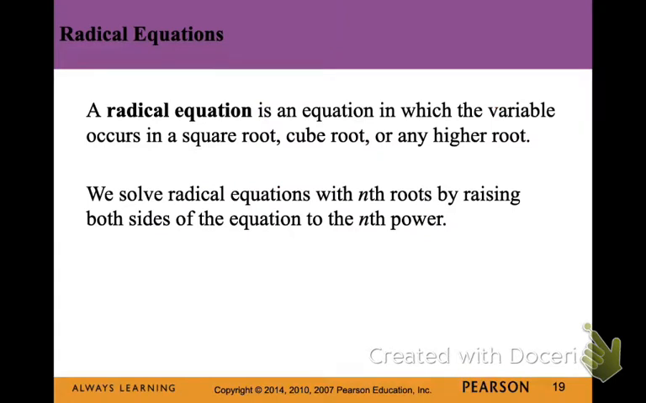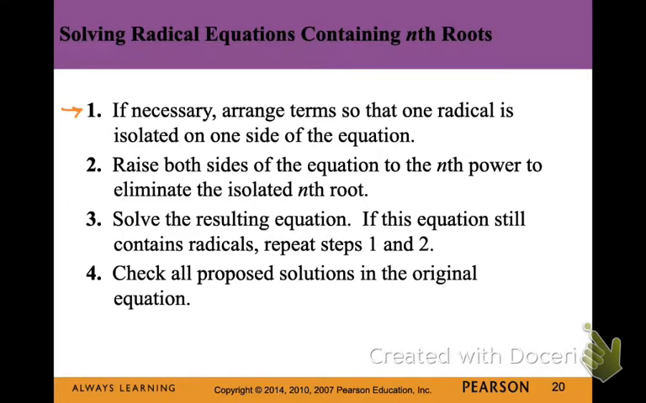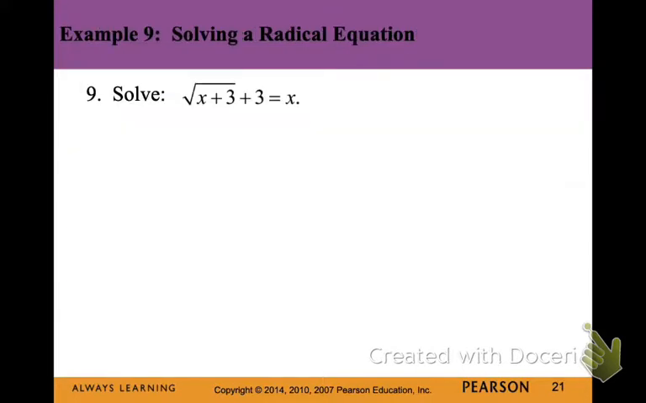Finally, a radical equation is an equation in which the variable occurs in a square root, cube root, or any higher root. We solve them by raising both sides of the equation to the nth power. Equations with nth roots, we raise them to that power, the nth power. So if necessary, we arrange terms so one radical is isolated on one side of the equation, raise both sides to the nth power, solve the resulting equation, and then check these solutions.